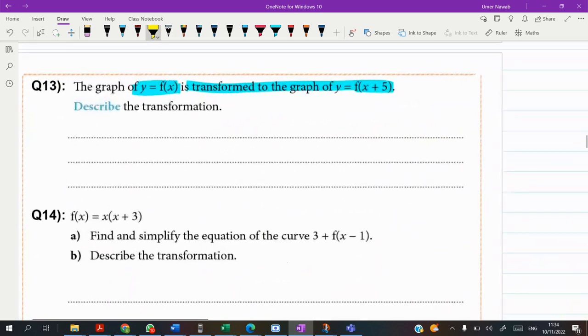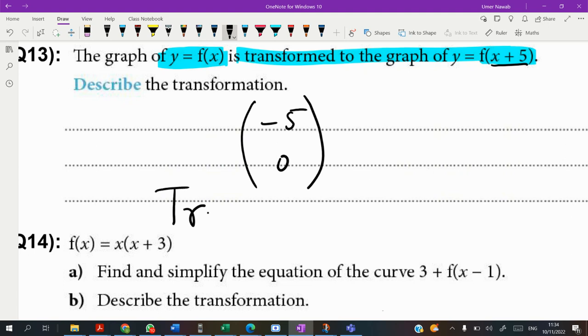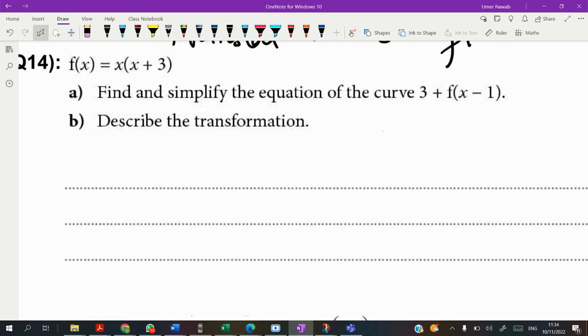I think I have explained translation to you. So can you tell me what is the translation? Oh, x plus 5. So it means someone has moved minus 5, 0, 5 left. If this question comes in the exam, 2 marks, translation, you can write 5 left, or you can say minus 5, 0. Next question.